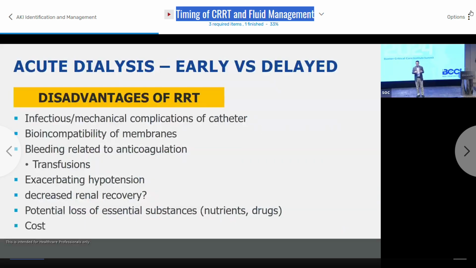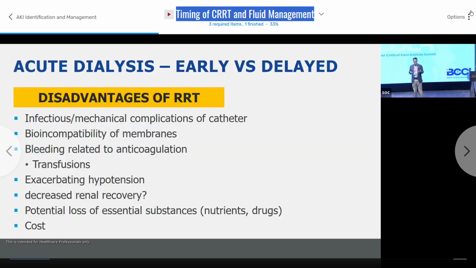Well, you have infectious or mechanical complications of the catheters. Who here constantly hears about CLABSIs all the time, right? We have a disproportionately high number of our patients who have CLABSIs happen to have a dialysis catheter. Now, they like to blame the dialysis catheter. I tell them that most of them also have other central lines because they're critically ill. So we don't know that it was a dialysis catheter, but there are risks associated with them.